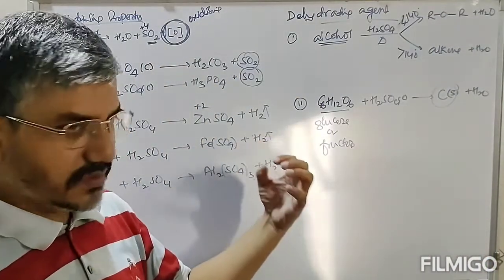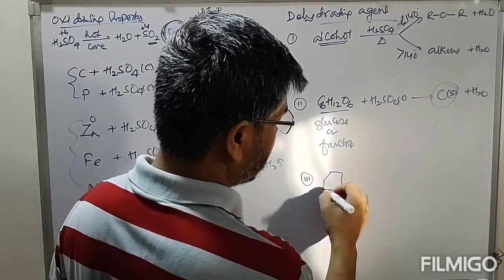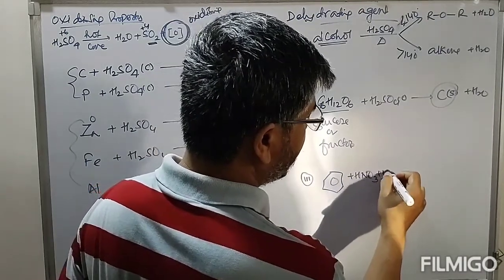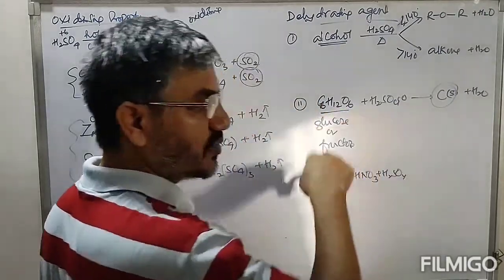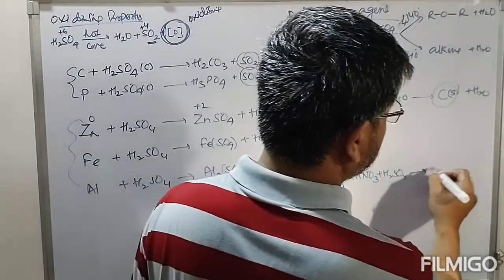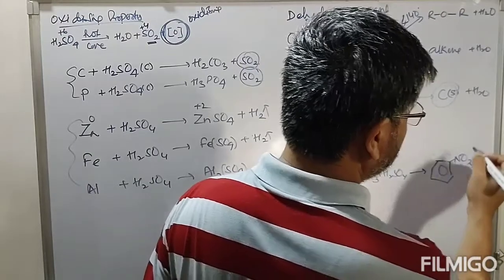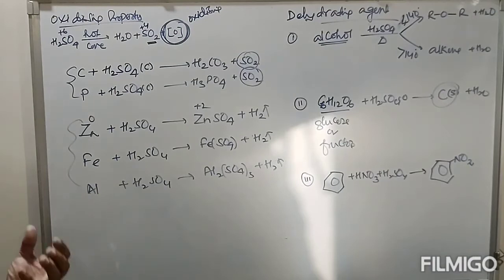So in nitration reactions also we use this: benzene plus nitric acid plus sulfuric acid. Here sulfuric acid acts as an acid and helps in removal of water molecule by formation of hydronium, and this gives you nitrobenzene. So these are some of the properties of sulfuric acid.